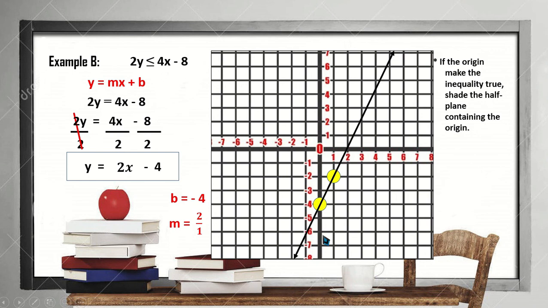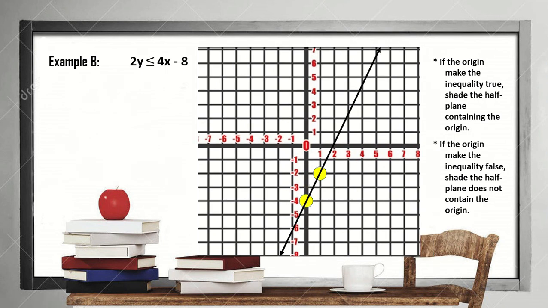Okay? So, test na natin si origin. So, paano i-test ulit si origin? Kapag ang lumabas ay true, ibig sabihin isi-shade natin yung merong origin. Kapag false naman, isi-shade natin yung wala si origin. Okay? So, we have 0 and 0. Okay, so we have 2y is less than or equal to 4x minus 8. So, palitan natin to ng 0. And then si 4x, palitan natin ng 0 sa x, minus 8.